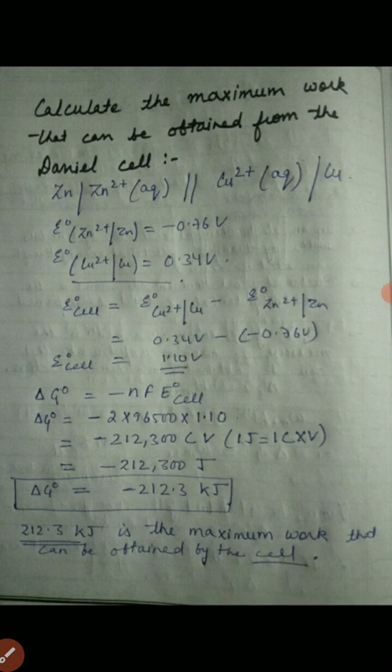So when we put these values, we will get minus 212,300 joule. When we convert it into kilojoule, we will get delta G naught equals minus 212.3 kilojoule. So students, here the maximum work done is 212.3 kilojoule that will be obtained from the cell. So just go through it and try to understand the concept and then practice the numericals related to it.